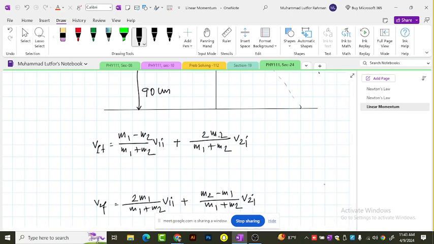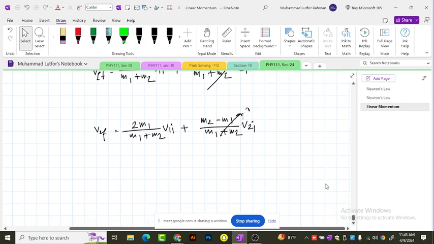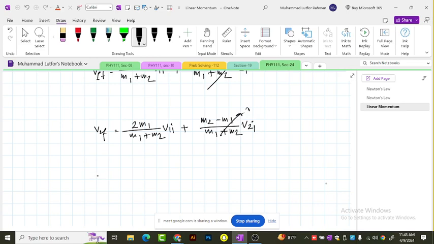Now V2I is 0, that's fine. So the second term would also be 0 in that case, and my calculation is going to be less cumbersome. So now I need to find out V1I. I can find V1I directly using the energy conservation law. Its potential energy is converted to kinetic energy.